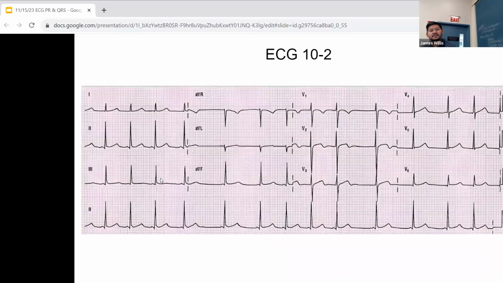All right, next EKG. So what's going on? Nice, short PR. Is this sinus rhythm? Yeah, it looks pretty sinus. It's up in II, III, aVF. What's going on here?